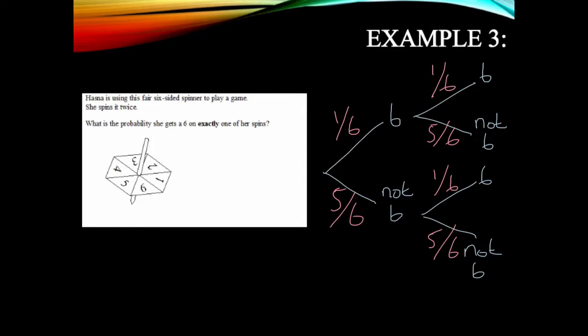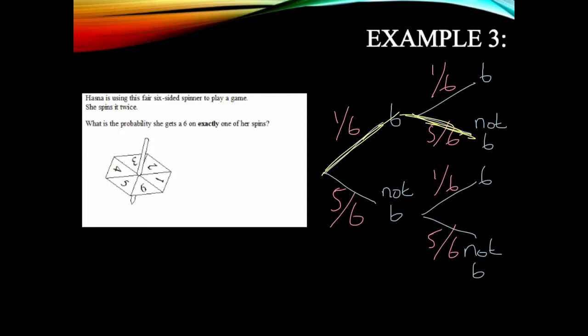And what's the probability she gets a 6 on exactly one of her spins? Right, let's see how we can do this then. If exactly 1, that means we could get a 6, and then we don't want a 6 again because that would be 2 of her spins. So we want a 6 and not a 6. So this is one way that we could do it. I'm just going to highlight this a slightly different colour so we can see. So we could go this way, like this. That's an opportunity for us.